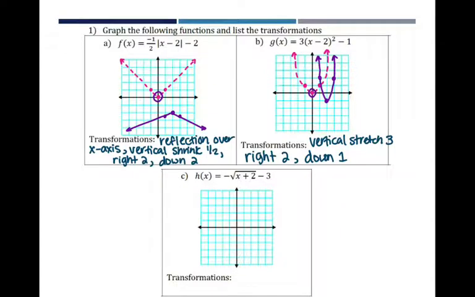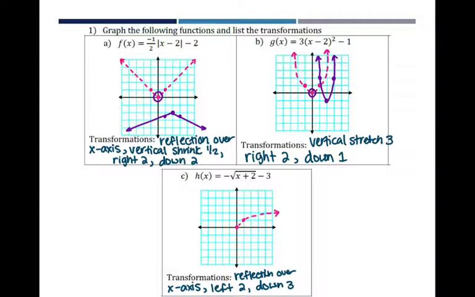All right, letter C. So this is a square root function. I'm going to go ahead and plot my parent function. So there is your normal square root function. My transformations: the negative means I have a reflection over the x-axis. I am also adding 2 on the inside, so that means I'm moving to the left 2. Subtracting 3 on the outside means I am moving down 3.